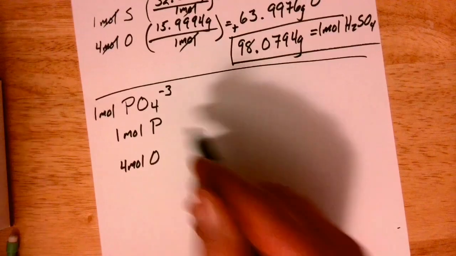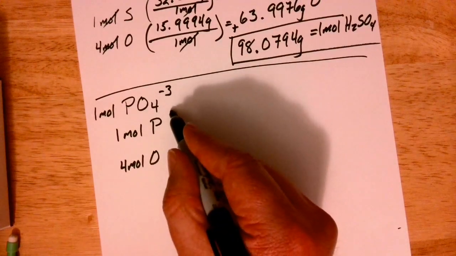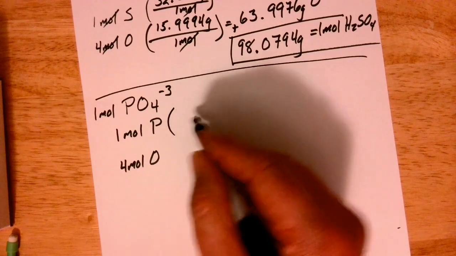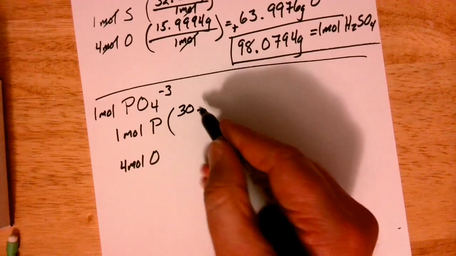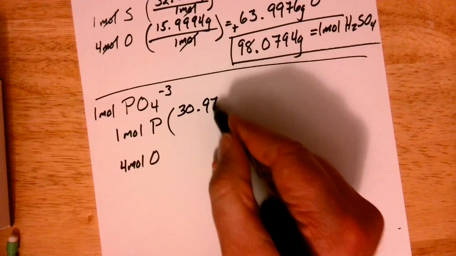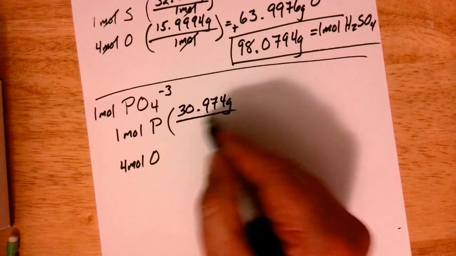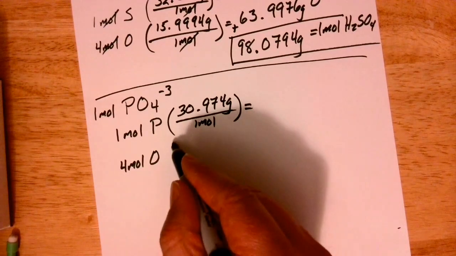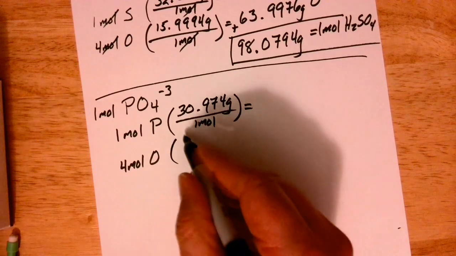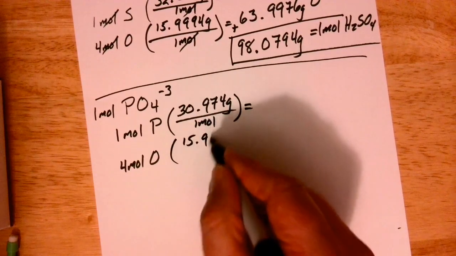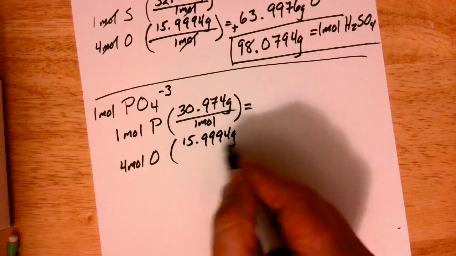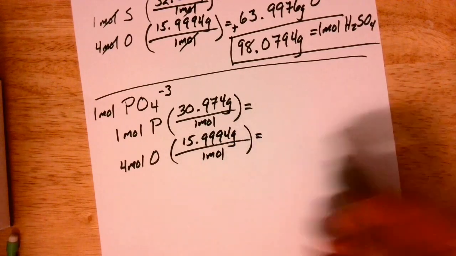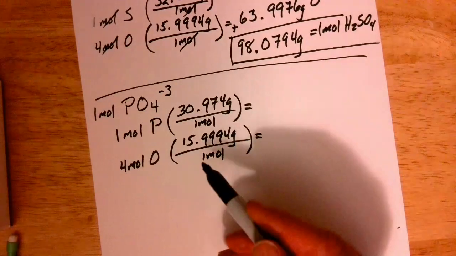Alright, so hopefully you did well. Let's go and work this one out. If you look in the periodic table, phosphorus has a mass of 30.974 grams for every 1 mole. And oxygen is 15.9994 grams for every 1 mole. Eventually you'll be doing this so often you'll get to the point where some of these numbers you'll start memorizing.